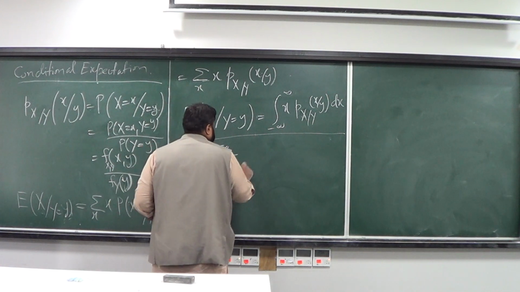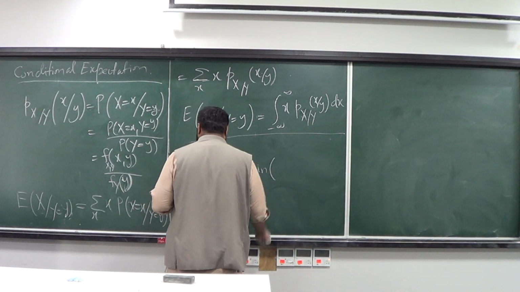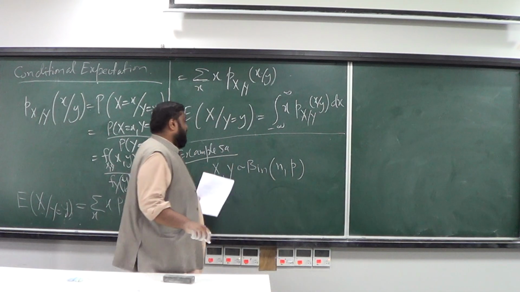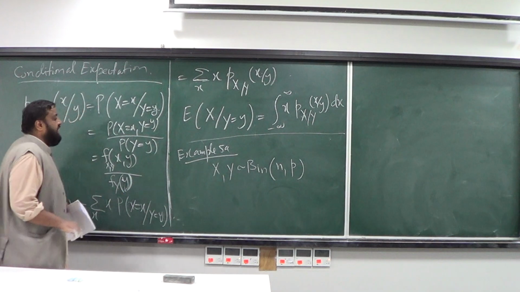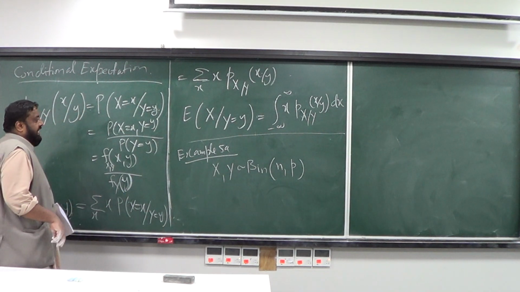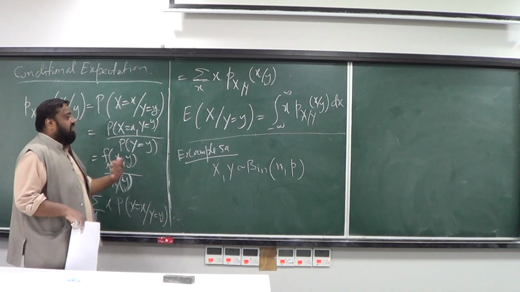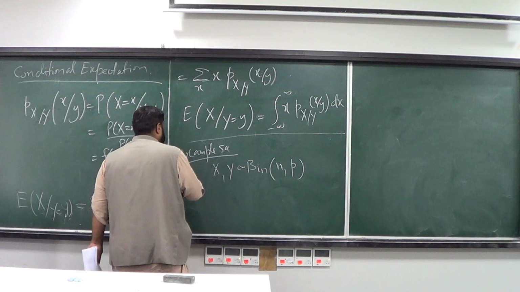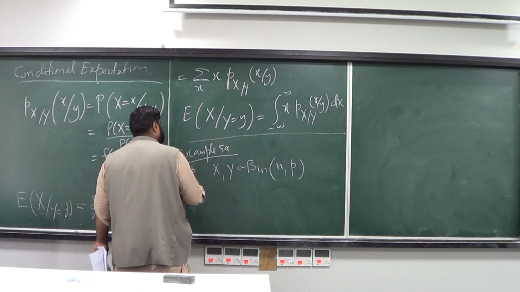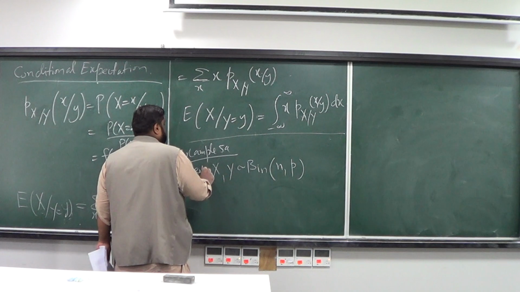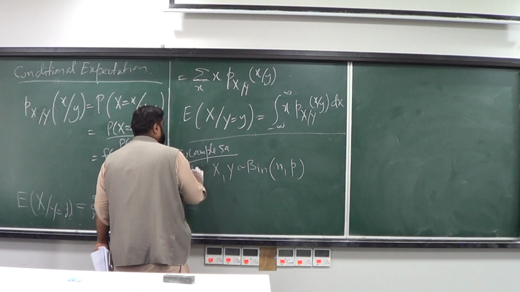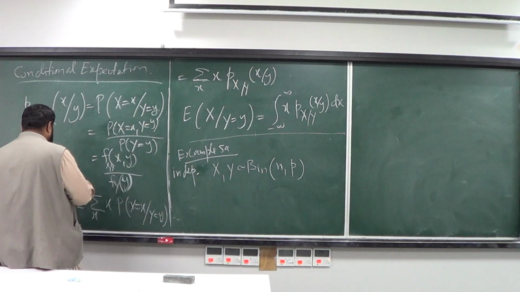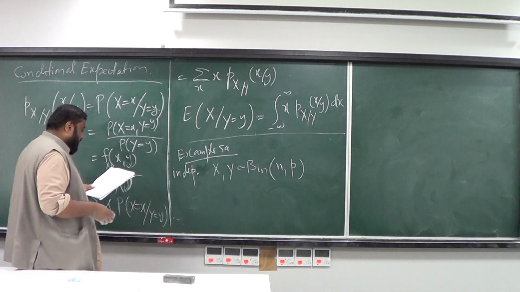Imagine X and Y are two binomial random variables with parameters n and p. So X is a binomial random variable and Y is a binomial random variable with n and p. In other words, X and Y are identically distributed, and assume that X and Y are also independent. So X and Y are binomially distributed and independent.